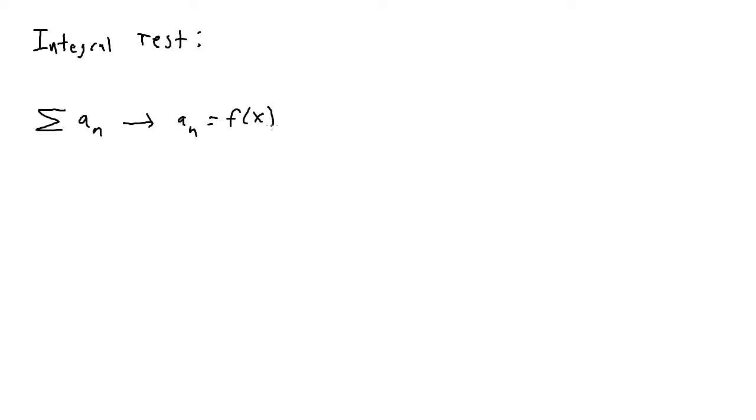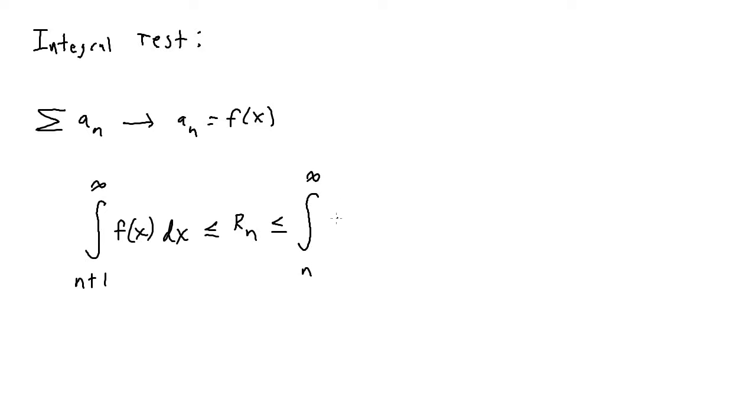Now the remainder is basically going to be the integral from n plus 1 to infinity of f of x, or a sub n, dx, must be less than or equal to the remainder r sub n, and the remainder must be less than or equal to the integral from n to infinity of f of x dx. So the remainder must be in between the integral from n plus 1 to infinity and the integral from n to infinity of f of x dx.